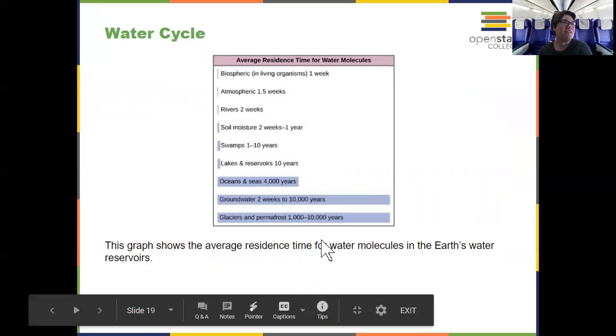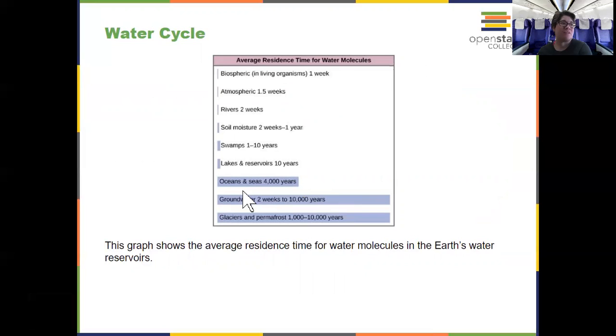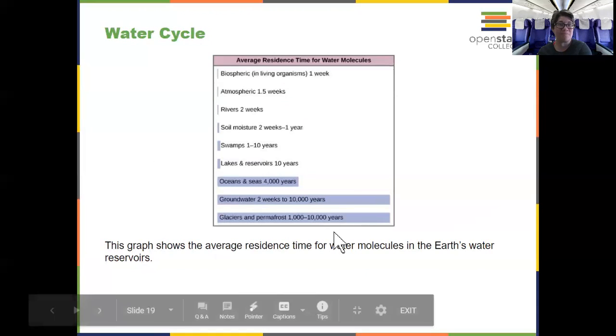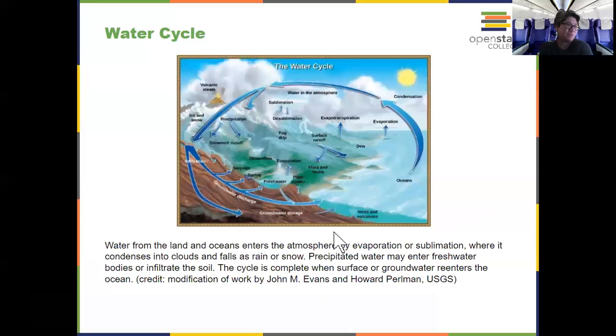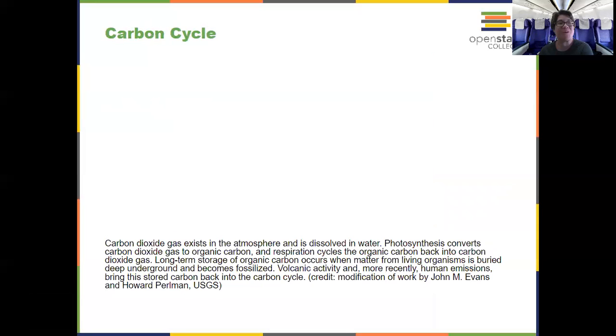And you can see here how long water molecules spend in different places. They spend a lot of time in glaciers, a lot of time in groundwater, and a lot of time in oceans. And they spend a lot less time in living things up here at the top, the biospheric, that's in living things. And this is the water cycle. You've learned this. This is pretty easy. So we can see how water can spend some time in living things and some time in non-living things and in the atmosphere.